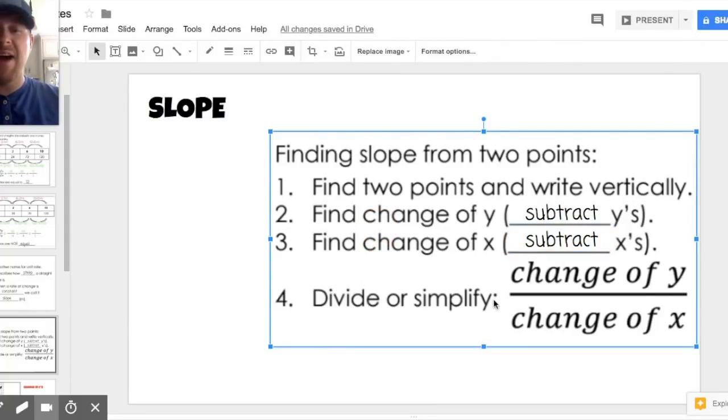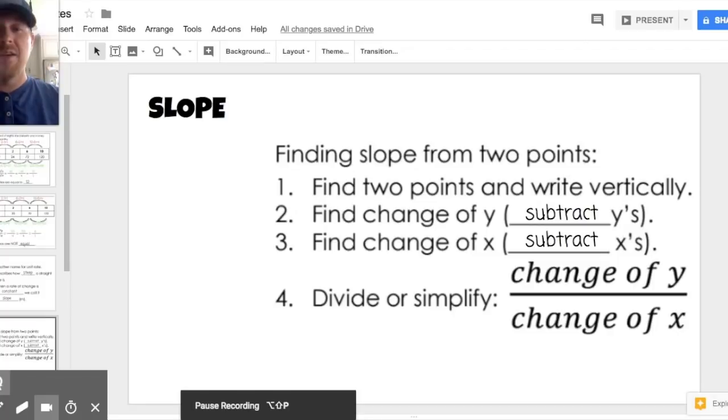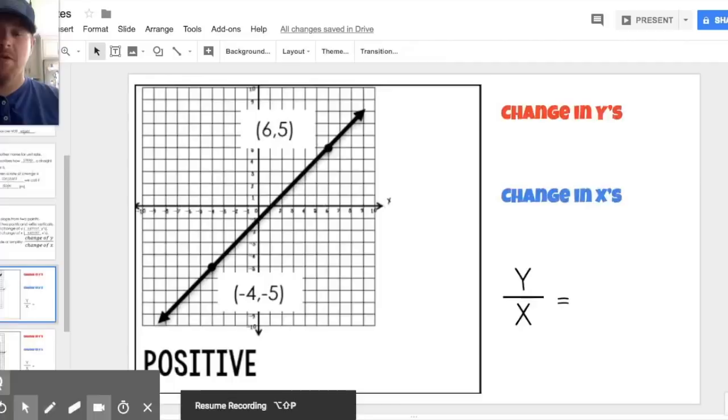Then we will divide or simplify our change in y, so y goes on top, and the change in x. Remember when we talked about unit rate, we did y divided by x to find that constant of proportionality. We do the same thing here. We subtract our y's to find the change in y, and we divide that by the change in x. So slope is the same idea, y over x.